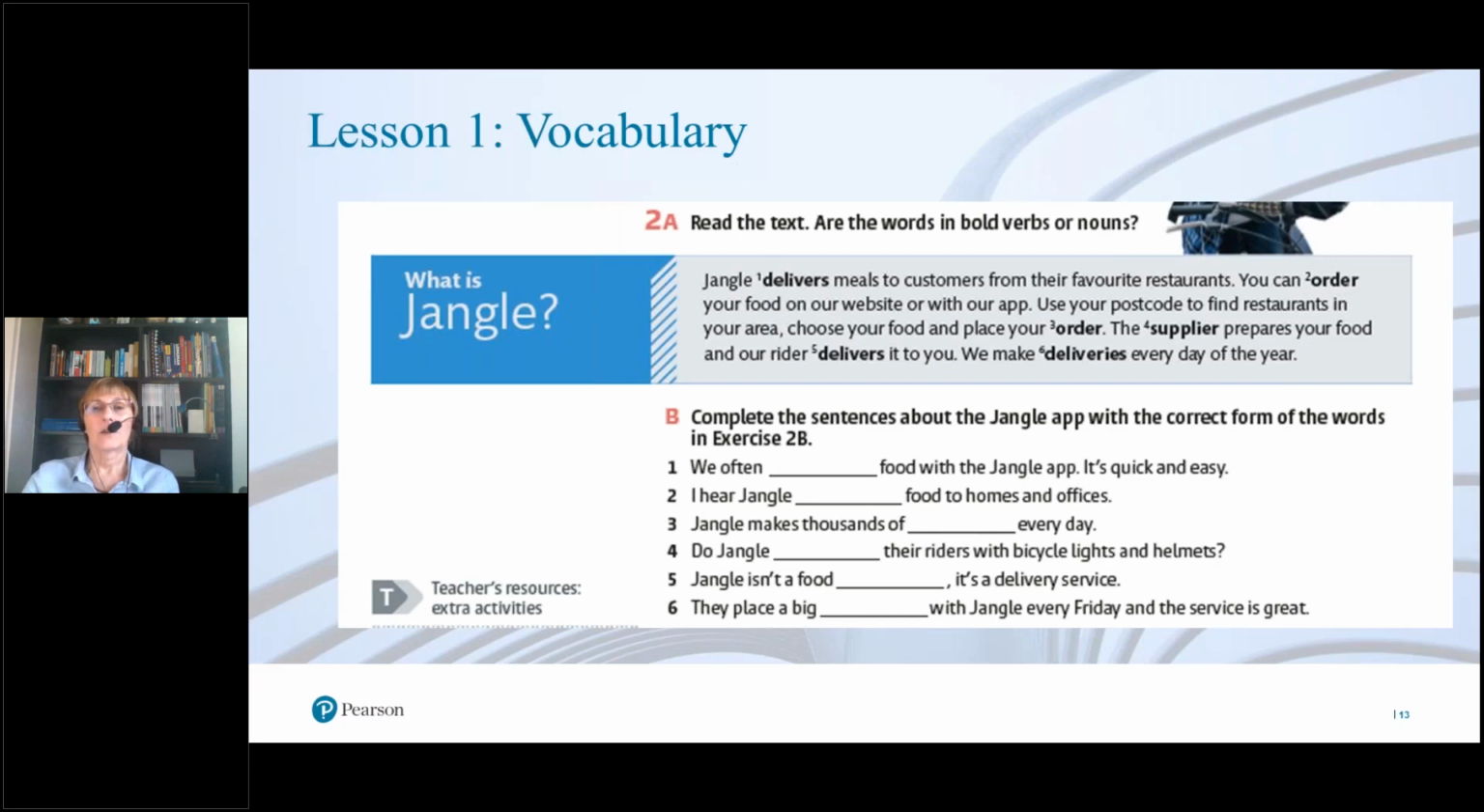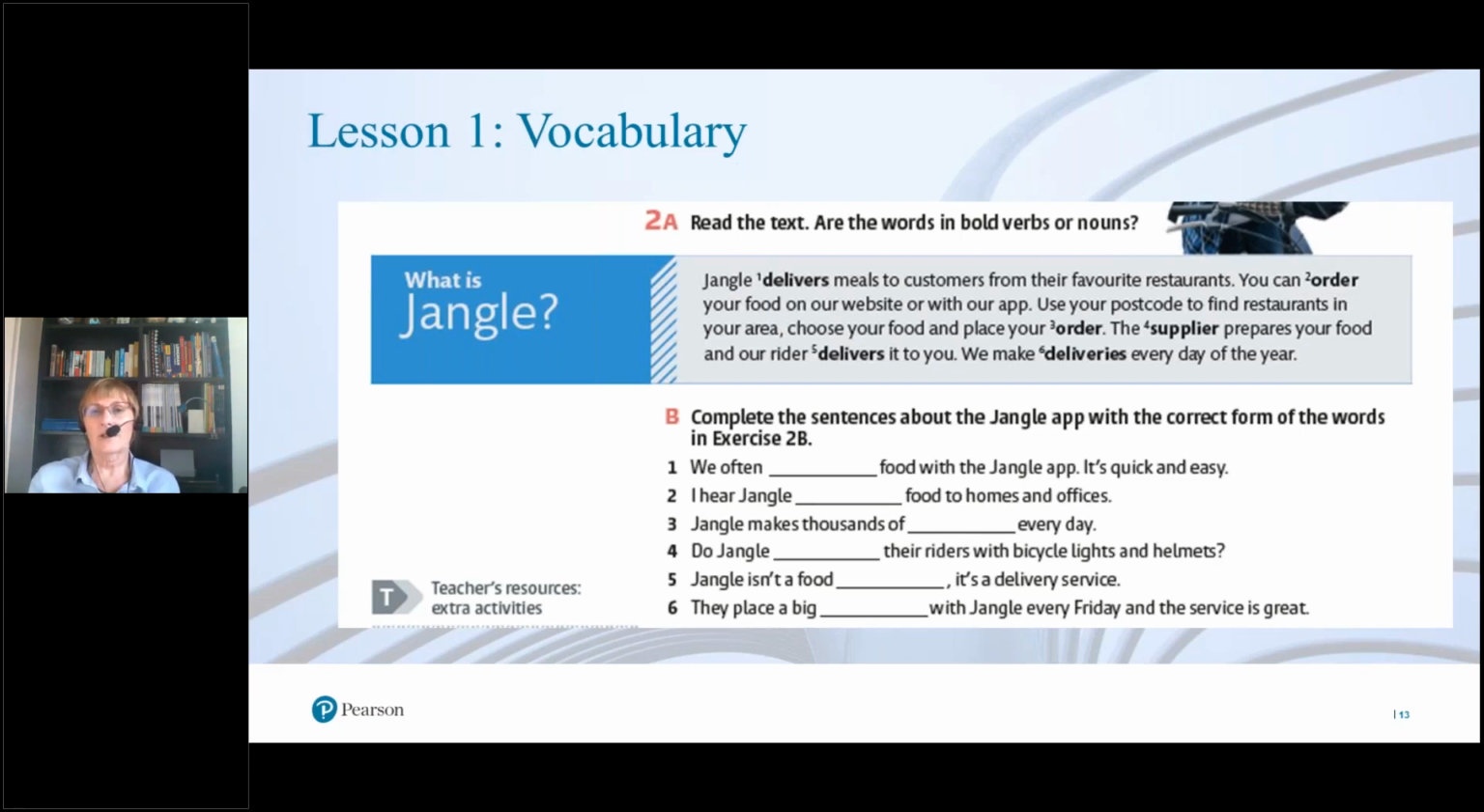And the first task they have to do is to just identify if they're verbs or nouns. And if you can see there as well, in line 3 of that text, we've got that collocation, place your order. And in line 4, just below that, we've got that collocation, making deliveries. So they're there, the students get to see them.